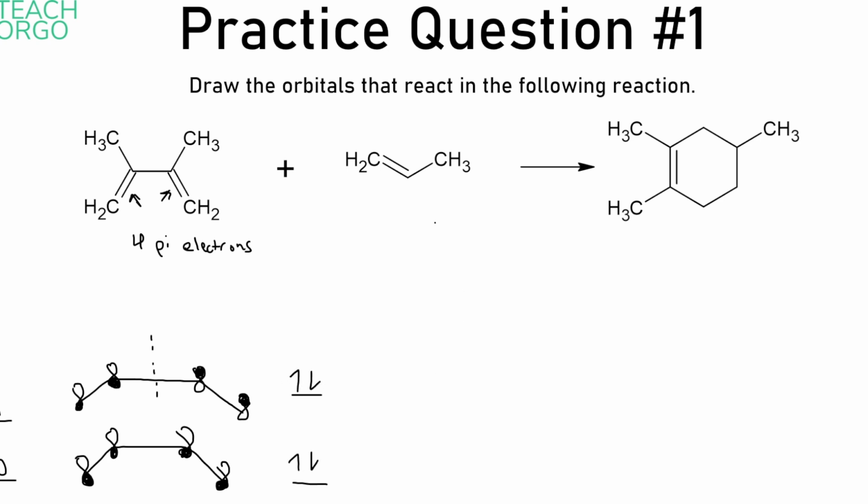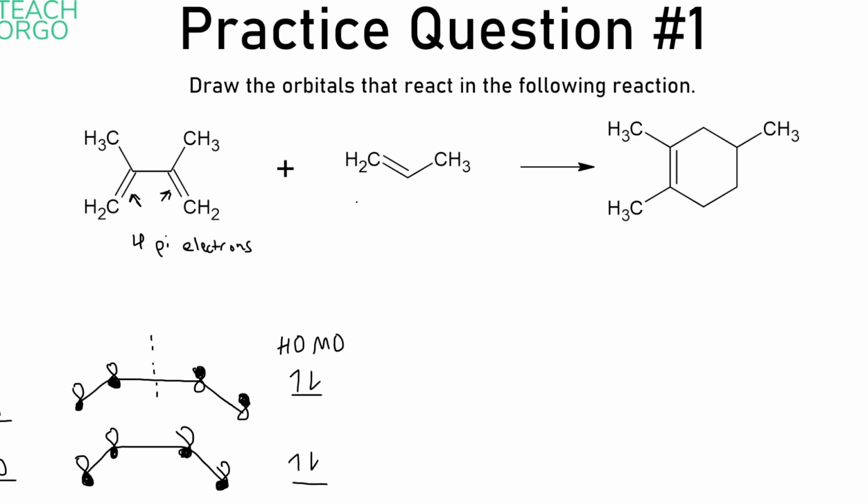Okay? So this is the HOMO of the diene, right? So we can stop right here. No need to draw any more phases or nodes. We're good. So this is it for this left diagram.